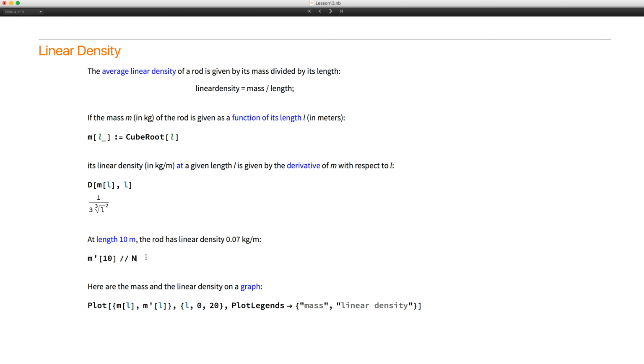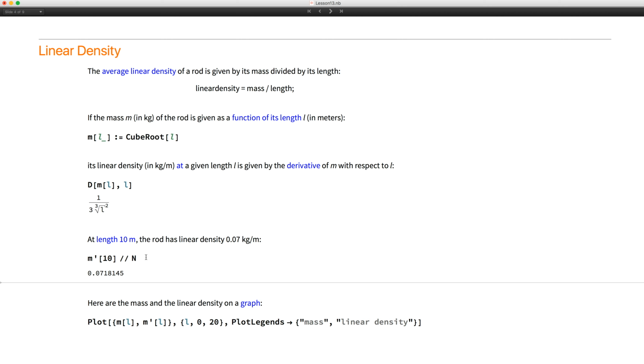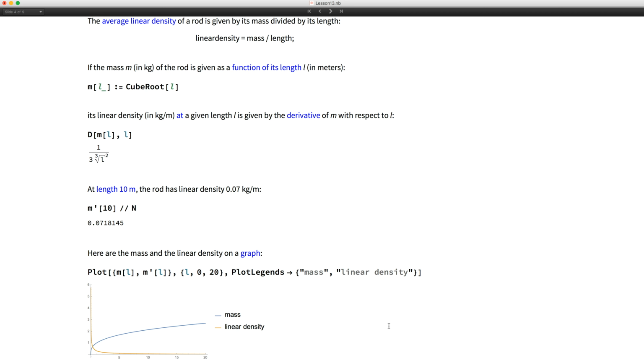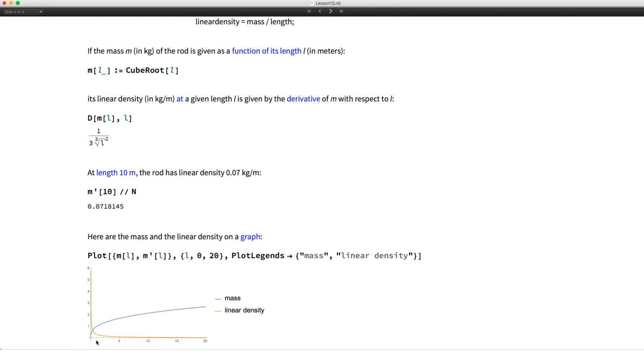So in this case, if the length is 10, then the answer is about 0.07. And then you can plot both the mass and the linear density. And you see that the mass will, of course, continue to increase, but the linear density will go down as the length increases because of this expression for the derivative.